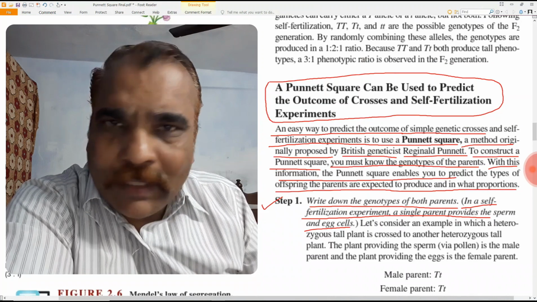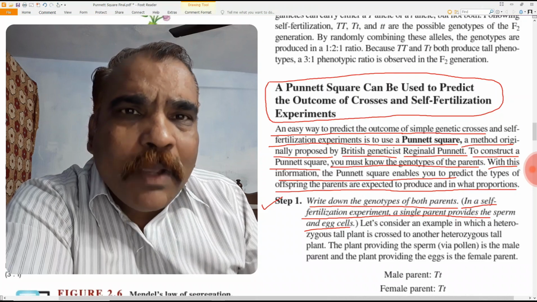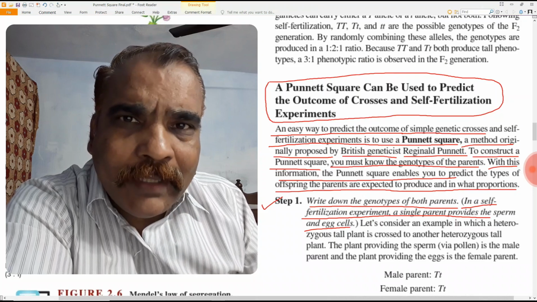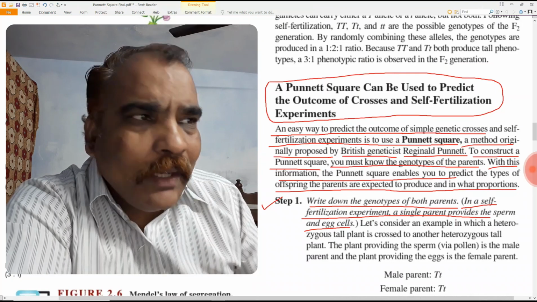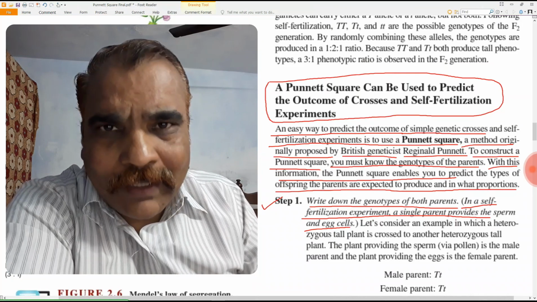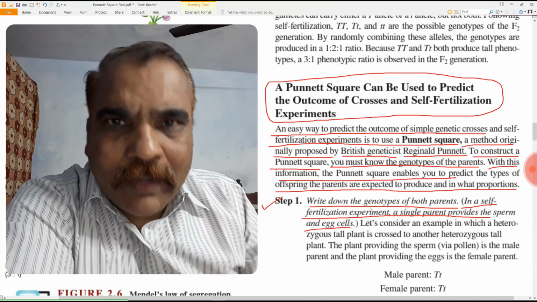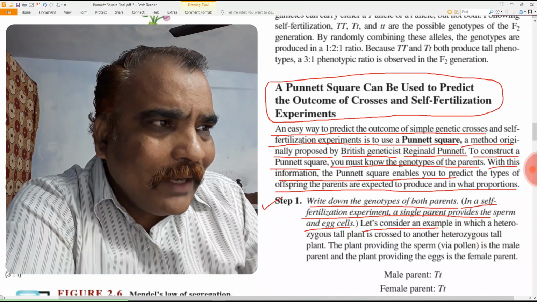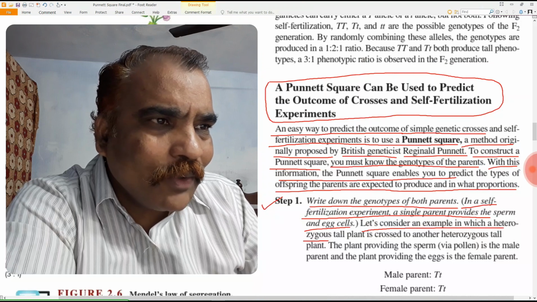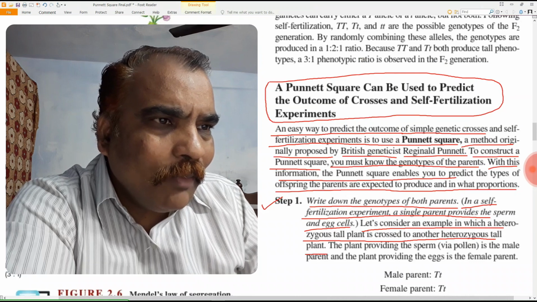That means in the pollen the male gamete or the sperm is present, and in the ovule the egg cell is present. So in self-fertilization, the single parent is providing the sperm and the egg, or the male and female gamete. Now let us consider an example in which a heterozygous tall plant is crossed to another heterozygous tall plant.